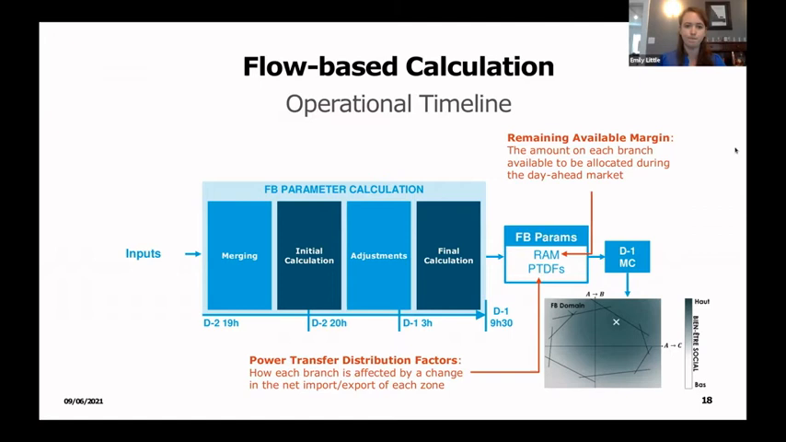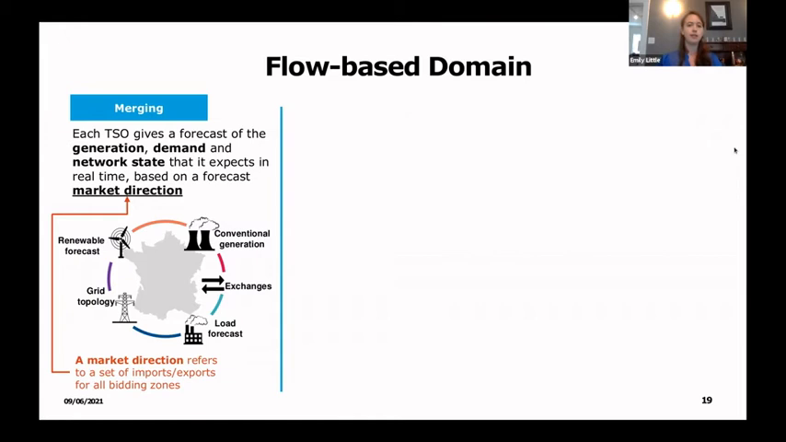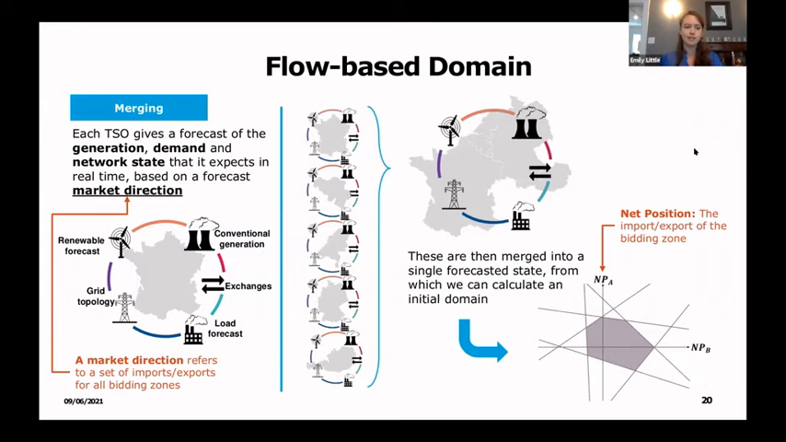So if we look at the merging a bit closer, this is the phase that happens at the very beginning at 7 p.m. 2 days before real time. Each TSO gives a forecast of the generation, demand and the network state that they expect in real time. And this is based on a forecast market direction. What that refers to is a set of imports and exports of all bidding zones. So how much France would export to Germany, et cetera. And then each of these forecasts is merged into a single state. And from that, we calculate this initial domain, where here the axes are the net positions of the different countries. So it's obviously in more than two dimensions in reality.